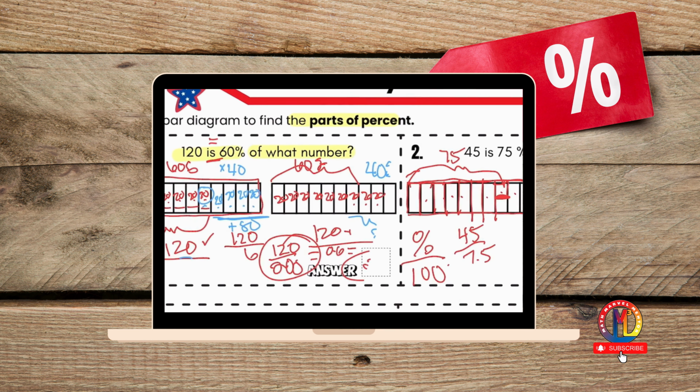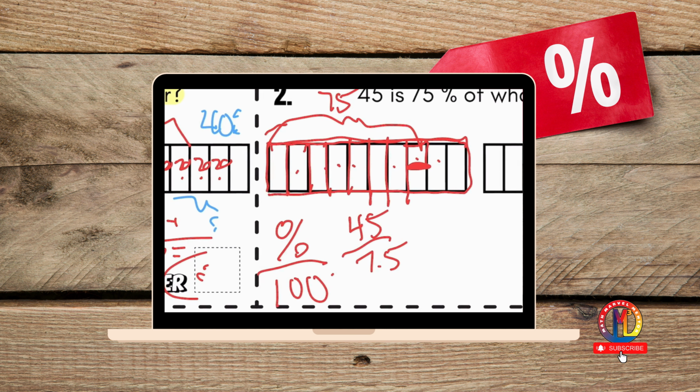7.5. Just like we did over here, we divided by 6 because I had 6 bars, right? So the 6 bars, this is 75%, but I'm dividing by the 7.5 bars that I'm using to represent it. Okay, so 45 divided by 7.5 equals 6. So that tells me the value of each of these bars is 6. Okay, and if I check my work, it should equal 45.